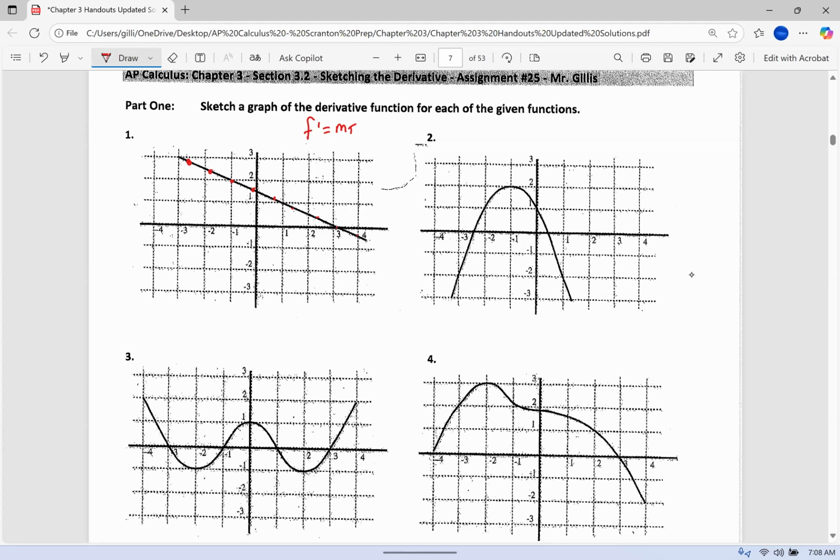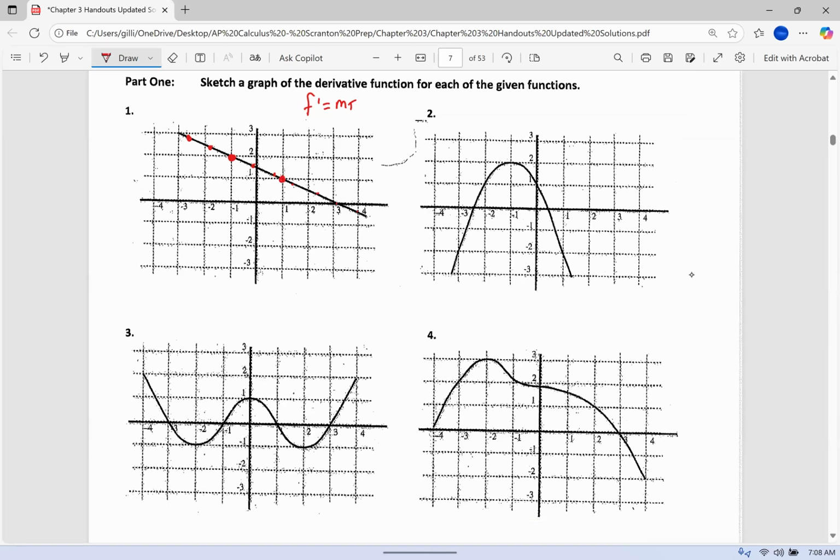So I'm going to try and find a lattice point here. And I think I've got 1 and 1 right here. So by my slope triangle, I'm going down 1 and to the right 2. We know that the slope of a line never changes. So the slope of this line is a constant value of negative 1/2. That represents the derivative at every point.